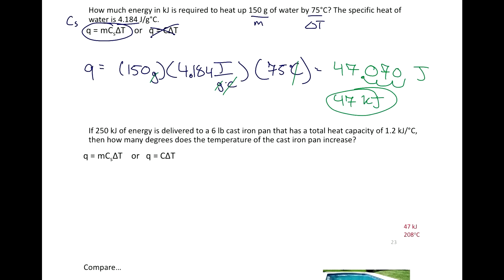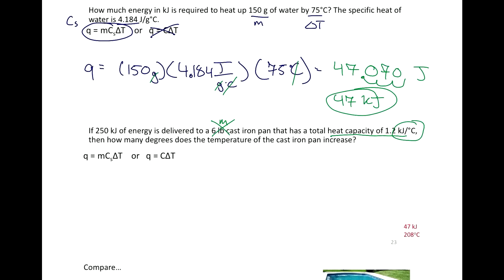Be careful. You might see, oh, look, there's a mass given, so we're going to use mCΔT, but not necessarily. Did I give you any specific heat for the substance? No, I didn't. I gave you a heat capacity. Notice the unit of heat capacity, kilojoule per degree Celsius. Is there a mass unit in there? There's not. So we're actually not even going to use that 6 pounds.